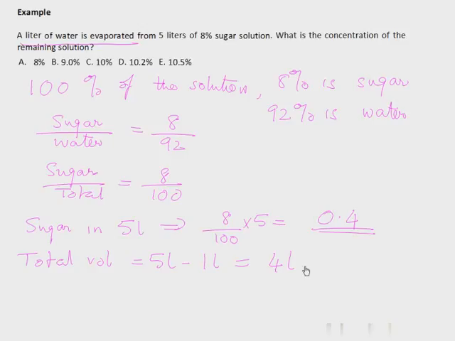So what's the ratio of sugar now? Sugar is now 0.4/4, which is 0.1, which is equal to 10%. So now the solution has 10% sugar. The answer is C.